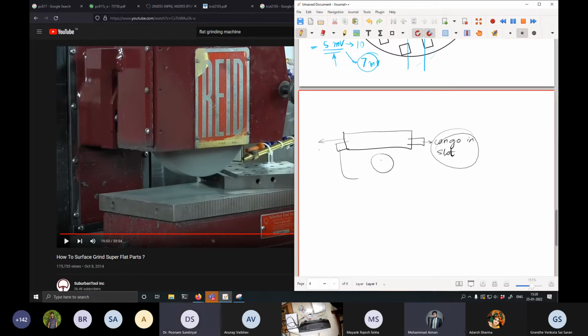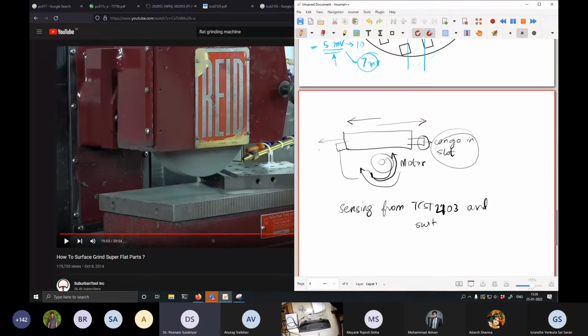But connected to this, this entire stage, like he just mentioned, is actually driven by a motor. So when the motor is rotating clockwise, this stage goes to the right. When this motor rotates counterclockwise, this stage goes to the left. So when this particular strip goes into the particular slot, then we know that the motor has to stop and the direction of the motor has to change. So you must now figure out a way of sensing from the TCST 2103 and switching motor direction.